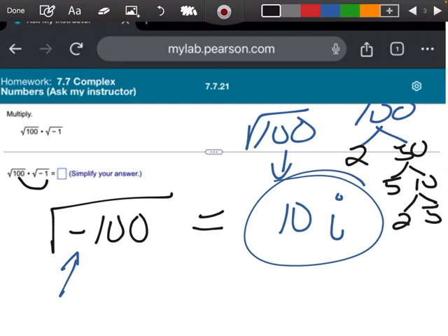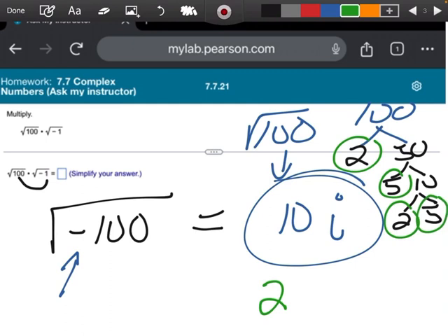So when I'm looking at this thing, remember, y'all, we're getting pairs here, right? Look, we have a pair of 2s, so the number 2 is going to come outside. We have a pair of 5s, so the number 5 is going to come outside, and we have that i, and 2 times 5 times i is still a 10i, right?